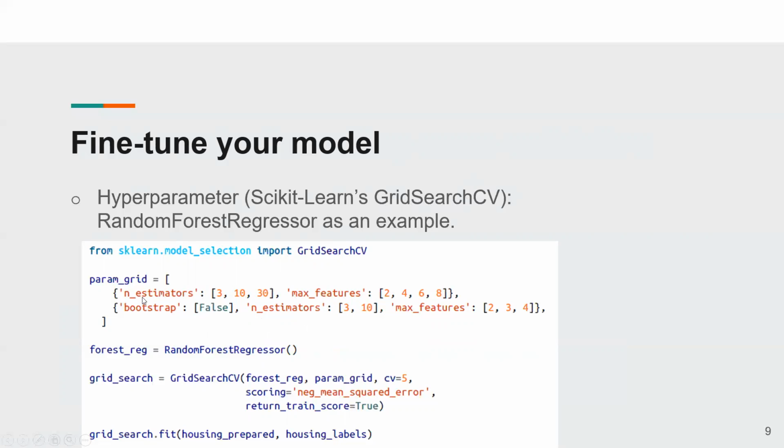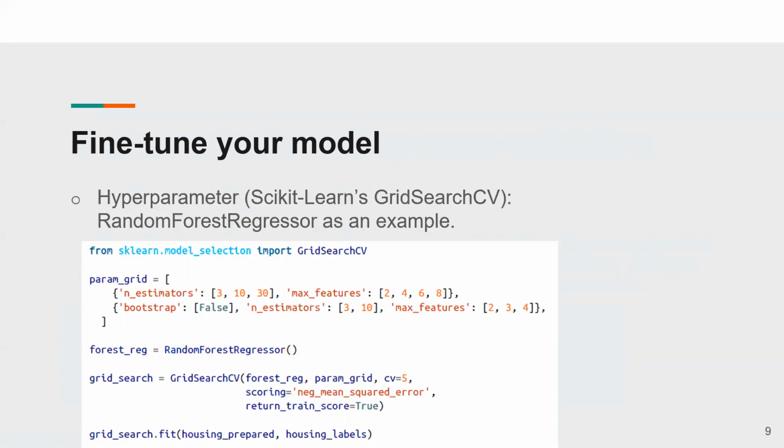You're just trying to estimate two things. One of them is n_estimators. The other thing is max_features. After you run through this grid search CV, you would be able to come back with the best hyperparameter you should be using in this model.